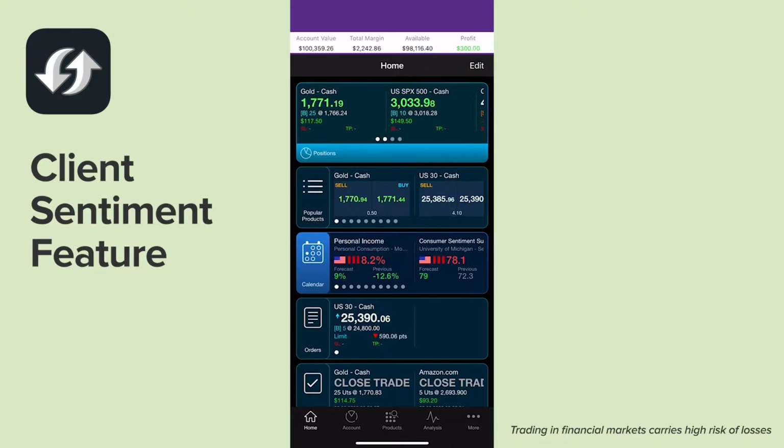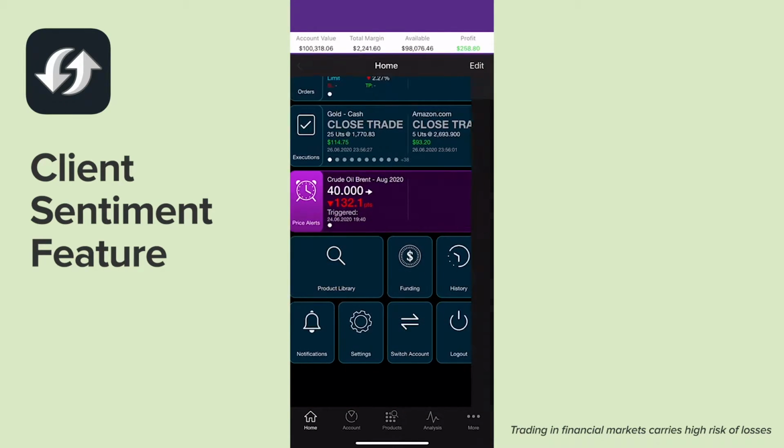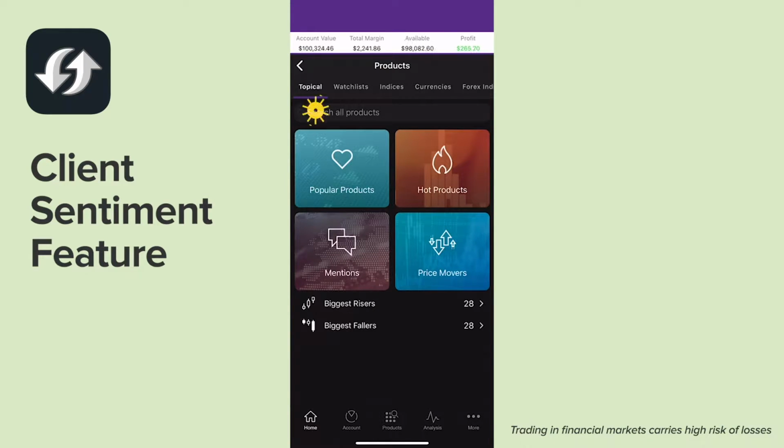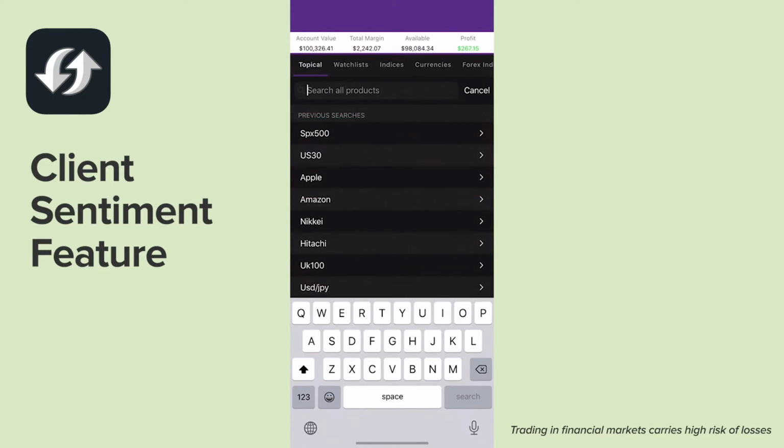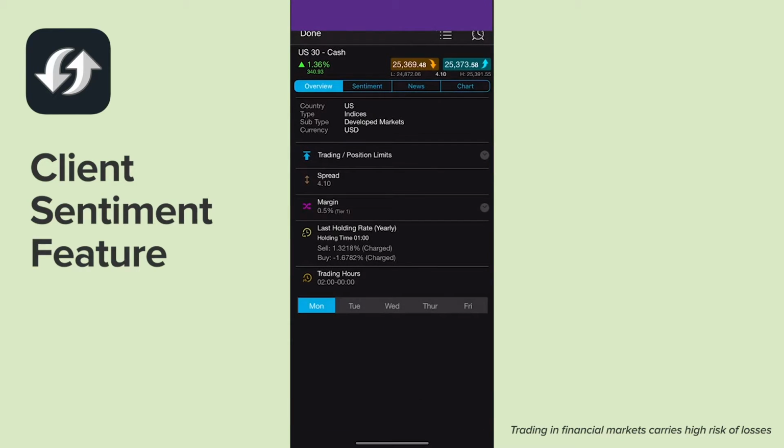The first thing I'm going to do is log into my platform, which I've already done, and then go to my dashboard and select product library right here. Now when I select the product library, let's say I take one product. I write US30 and select the product US30. This takes you to the screen where other product functions are located.